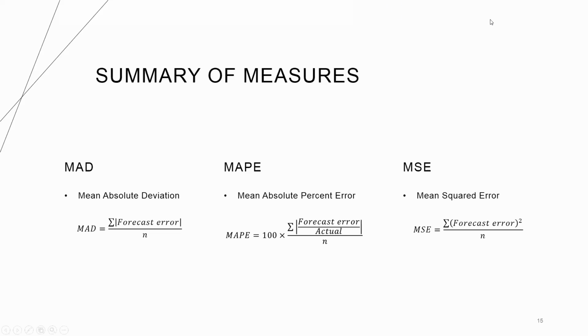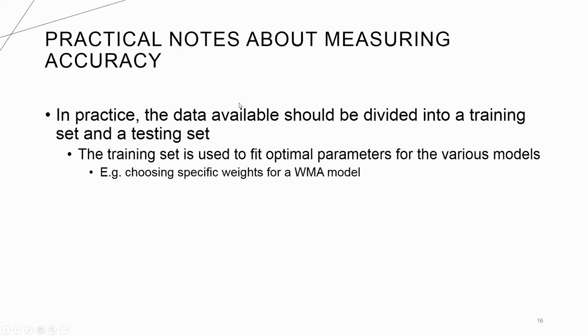Okay, so just some notes about how we actually do this in practice. In practice, we're going to divide our data up into a training set and a testing set before we do things. So when we're looking at, for instance, a weighted moving average, I told you last time that using Excel, we're going to be able to use Excel's solver tool to find the optimal weights for the data.